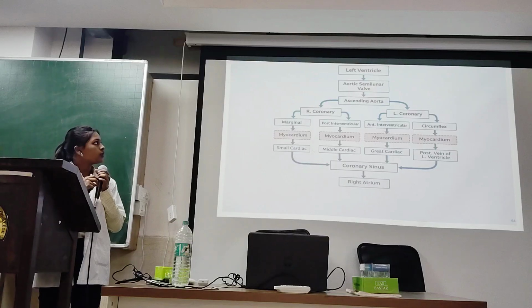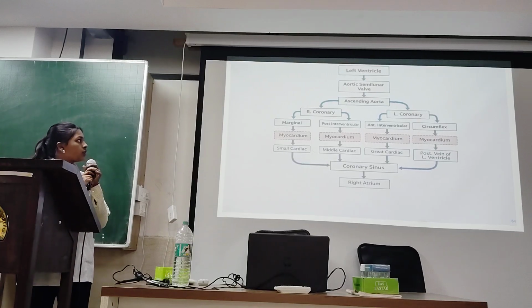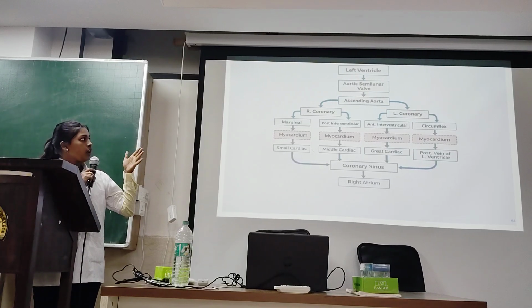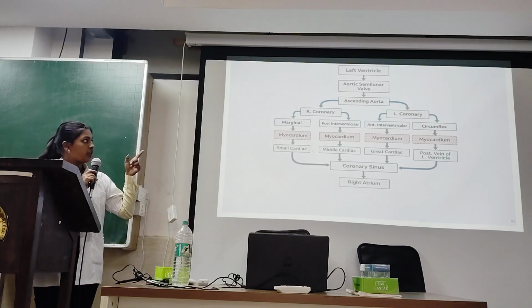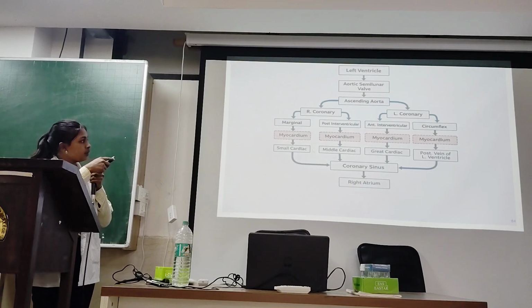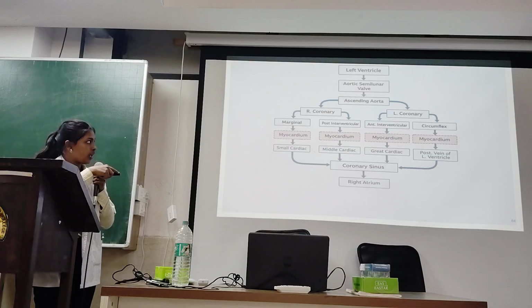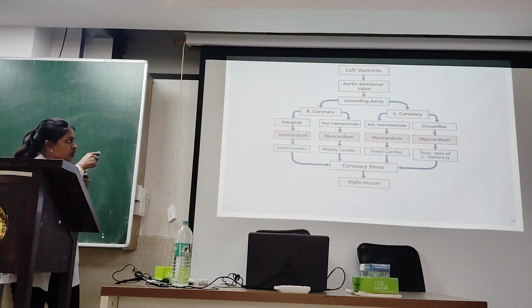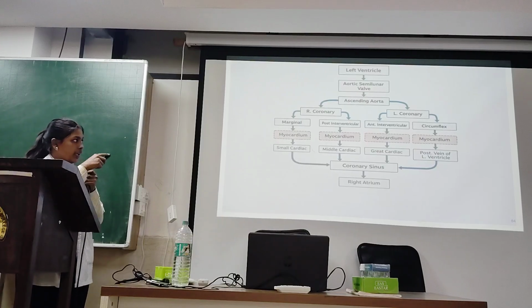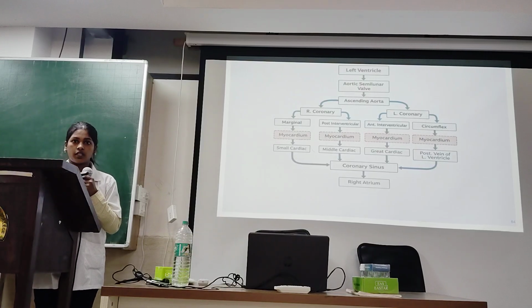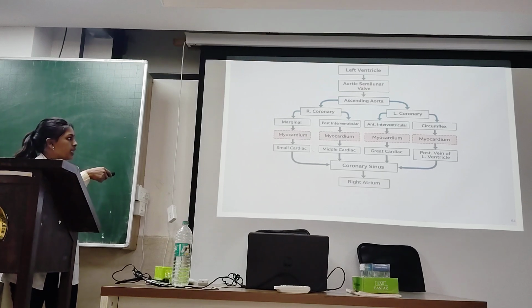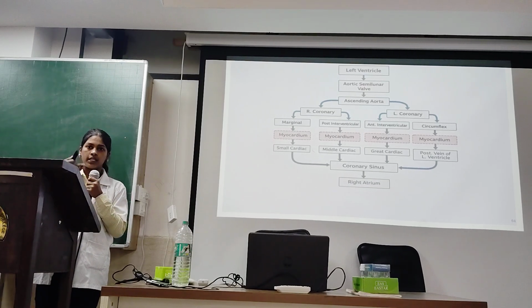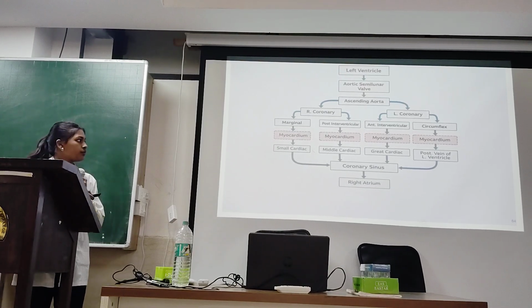This is all about what we learned until now. The left ventricle, when it undergoes systole, pushes the blood into the ascending aorta. The ascending aorta gives the right coronary and the left coronary artery. From the right coronary artery, it goes into the marginal and the posterior interventricular artery. And from the left coronary, it goes into the anterior interventricular and the circumflex artery. From these arteries, it supplies the myocardium, and from the myocardium, all these veins take the deoxygenated blood to the coronary sinus and ultimately to the right atrium.